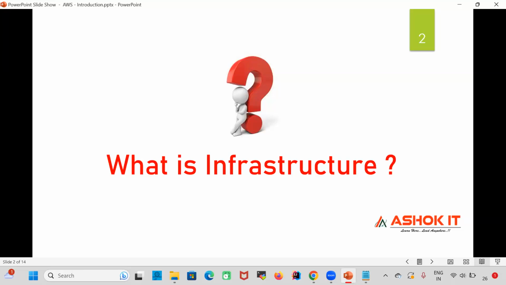Okay, so before going to understand cloud computing, we need to understand a concept called infrastructure. If you understand what is infrastructure, then you are going to get the clarity on cloud computing. So let's understand what is infrastructure.